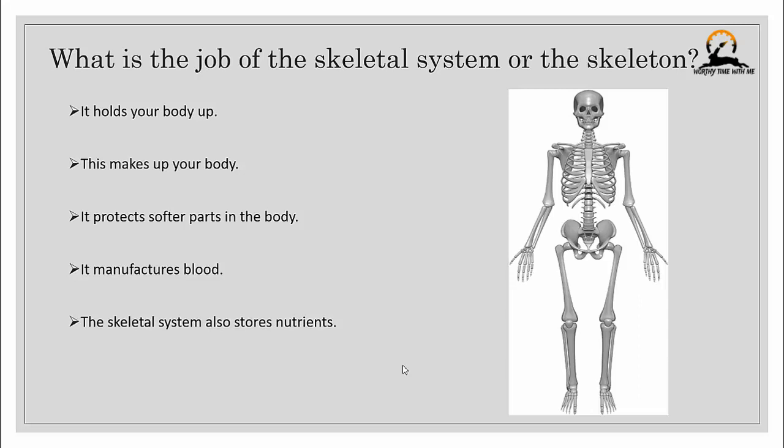It also manufactures blood. What do I mean by this? Okay, I want you to hold on to this, and we will be talking about this in the following slides. The skeletal system also stores nutrients.